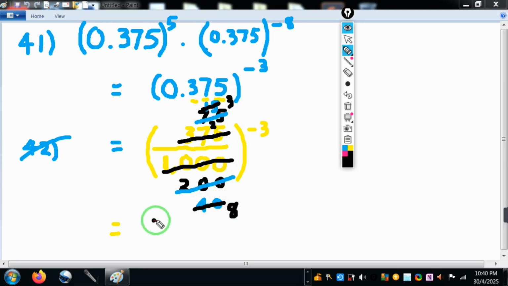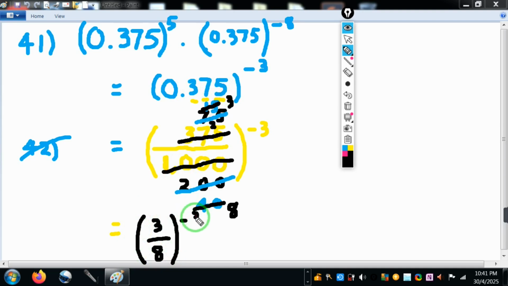Now we have come up with a fantastic fraction, 3 over 8. You can prove it. Take your calculator. Type in 3 divided by 8. You will definitely get 0.375. And that is to the power of minus 3.